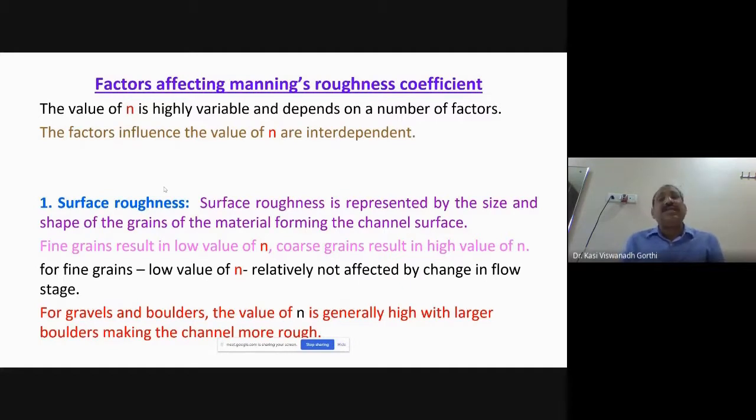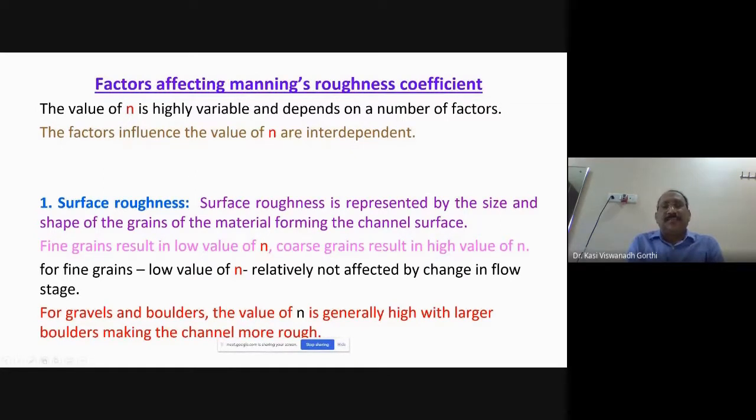But to estimate the value of n, there are several parameters which are directly interdependent. So the value of n is highly variable, depends on a number of factors, and let us try to see some of the factors and how a value of n can be estimated. They are all interdependent parameters.